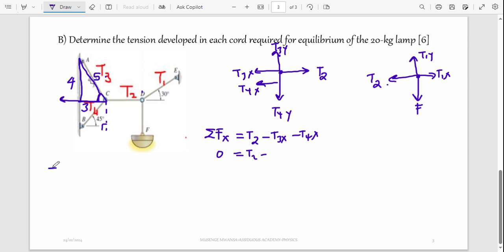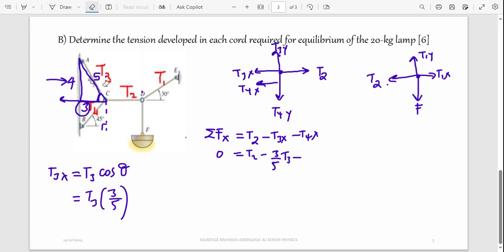And we have just said that the x component of T3 is going to be given by T3. Remember, x component is what? Cosine theta. But according to SOHCAHTOA, how do you find cosine of an angle? Cosine is given as adjacent over hypotenuse. The adjacent is not this one. The adjacent is 3. The hypotenuse is 5. So that is going to be 3 over 5. So this is what I'm going to substitute where there is T3x. I'm going to put 3 over 5 T3 minus, we're going over to T4.